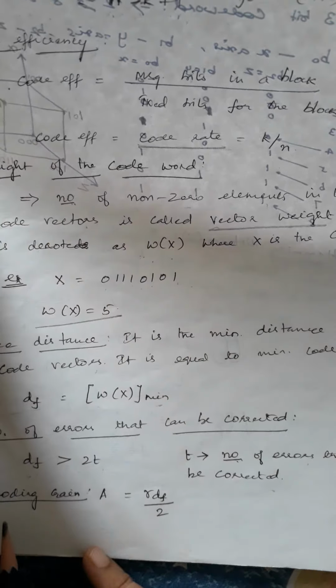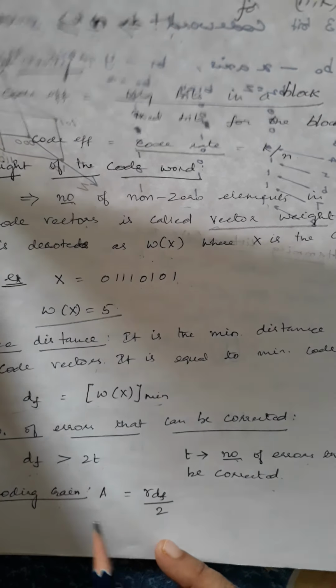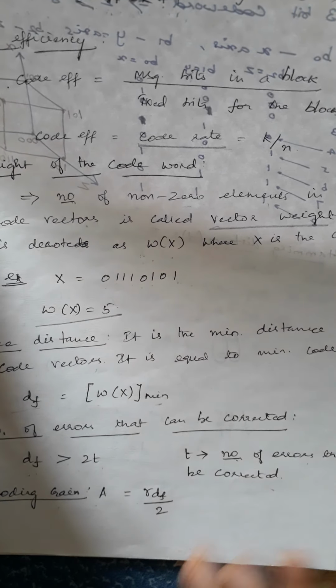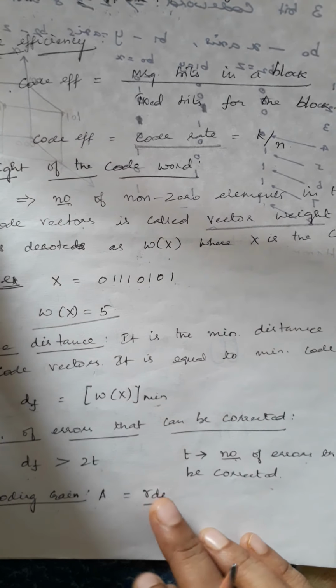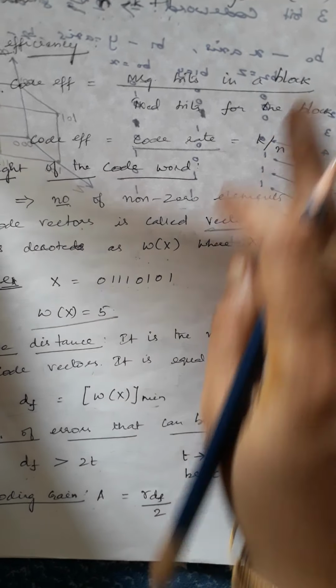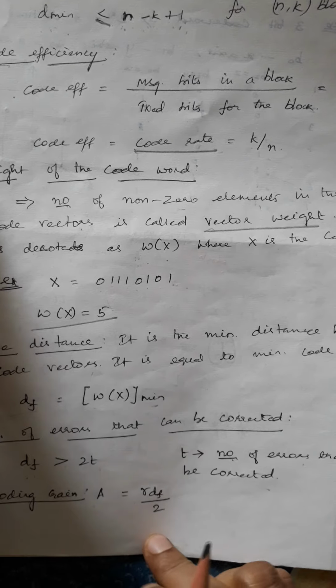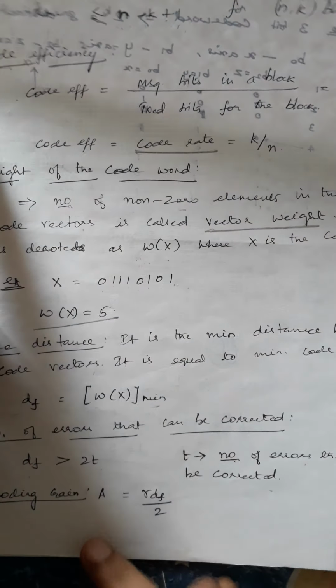Okay. Next is coding gain, denoted as A, which is R times D_F divided by 2. That is, the code rate multiplied by the free distance, divided by 2, will give you the coding gain.